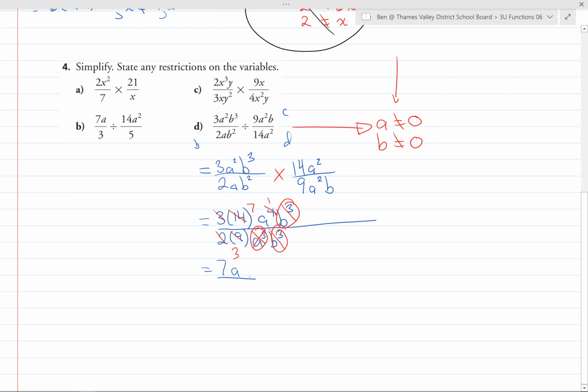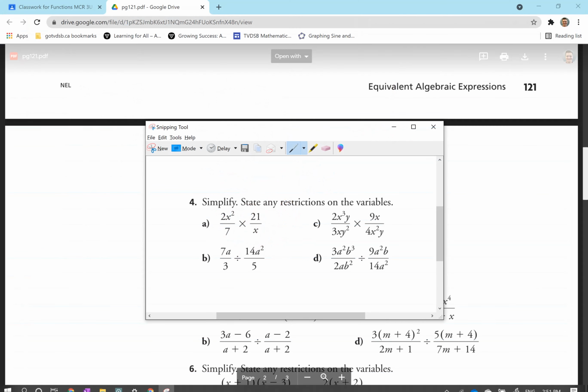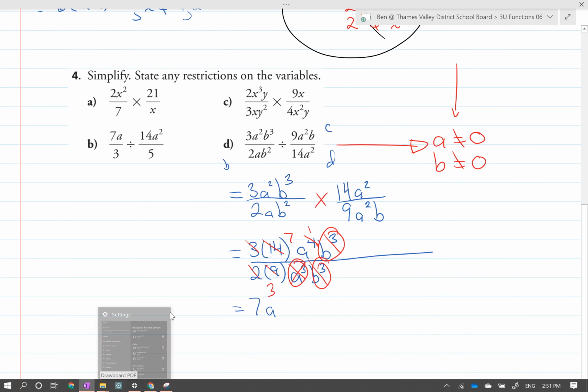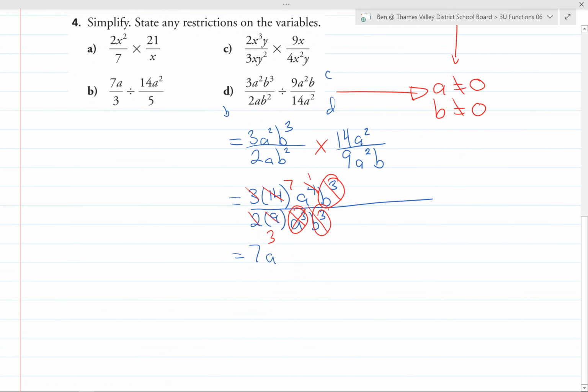So 7a divided by 3 is my final answer. Since it's my final answer, I need to state my restrictions now. A and b cannot equal 0.